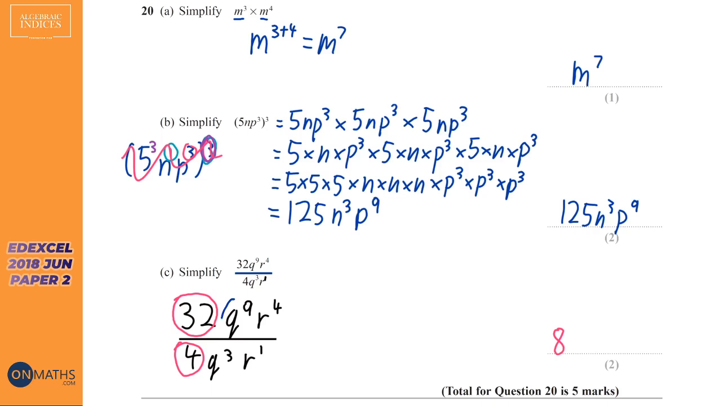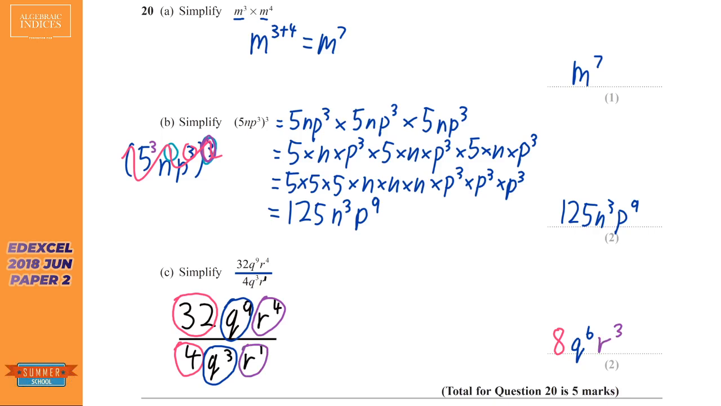Then I'm going to do the q to the power of 9 divided by the q to the power of 3. So remember, when you divide them, you take away the powers. So it's going to be 9 take away 3, which is q to the power of 6. And finally, we're going to do that r to the power of 4 divided by the r to the power of 1. Again, when you divide, you take them away, so it's going to be r to the power of 3. And that's our answer.